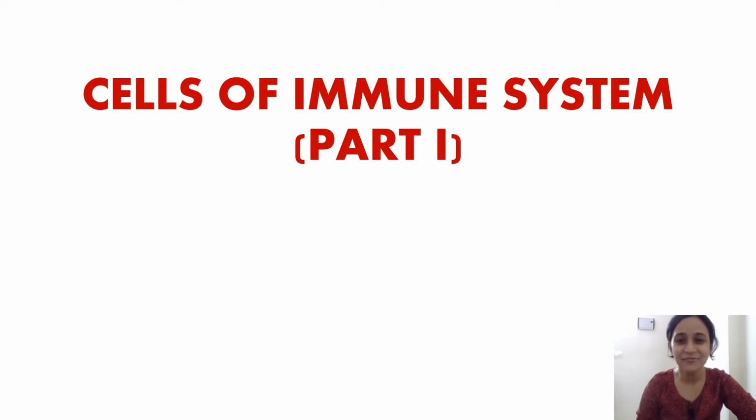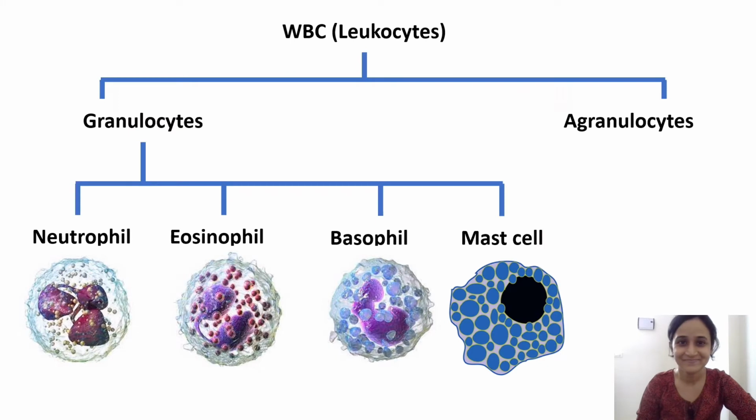So let's start the first lecture of immunology, that is cells of the immune system. The cells that take part in our body defense, or you can say in our immunity, are called WBC, white blood cells or leukocytes. These cells are our immune cells.